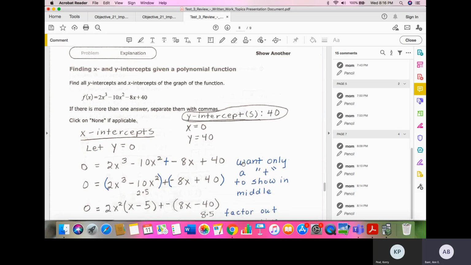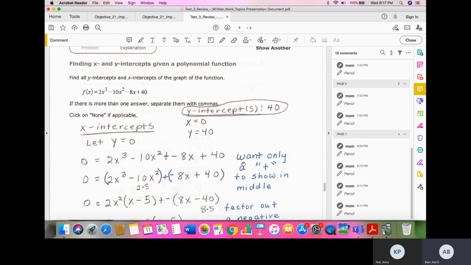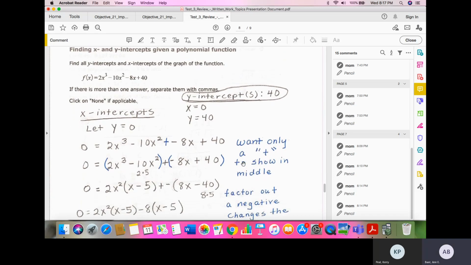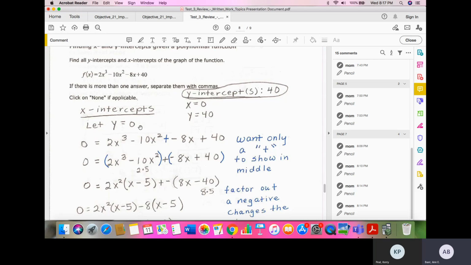Let's look at finding x and y intercepts given a polynomial function. Find all y-intercepts and x-intercepts of the graph of the function. So here we have a cubic written in descending power order, 3, 2, 1, constant. So the x-intercepts, as we just looked at, we find those by letting y be equal to 0. So we take out this y over here, replace it by 0. Copy this over.